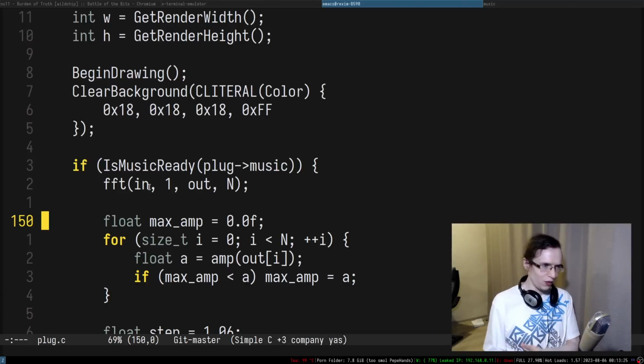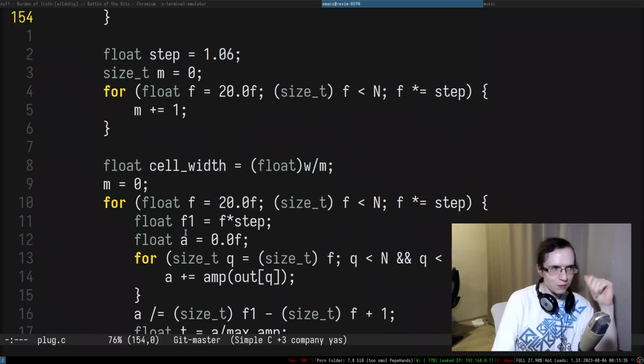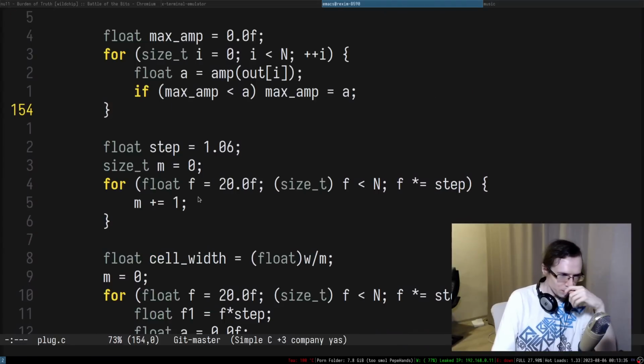And then we are displaying those frequencies, right? But because the human ear doesn't really perceive the frequencies linearly, we are displaying them sort of exponentially.